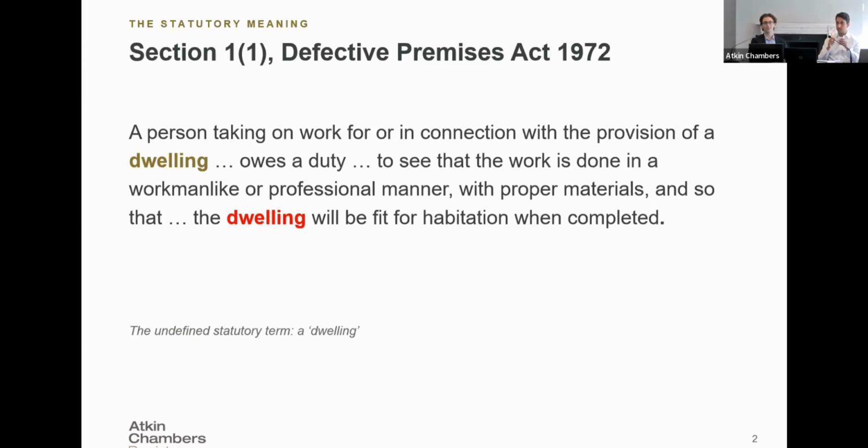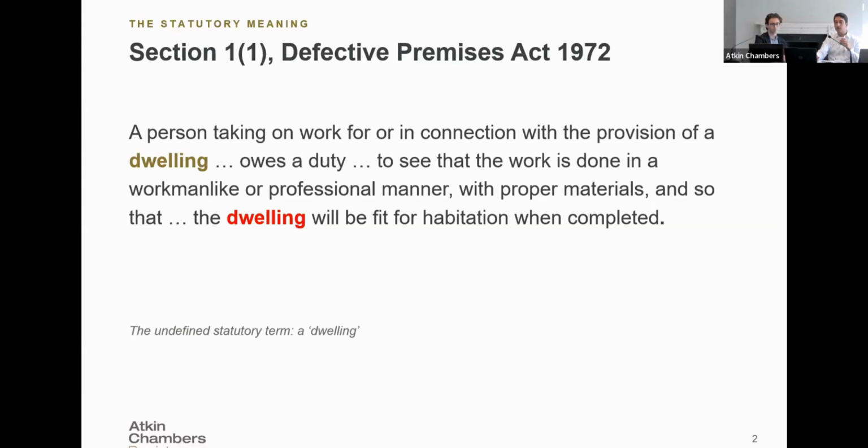But as everyone knows, a dwelling is not specifically defined within the DPA. So we need to first consider, is it a clear, unambiguous word which we all understand and can apply in practice, or is there ambiguity here, and how do we resolve that ambiguity?